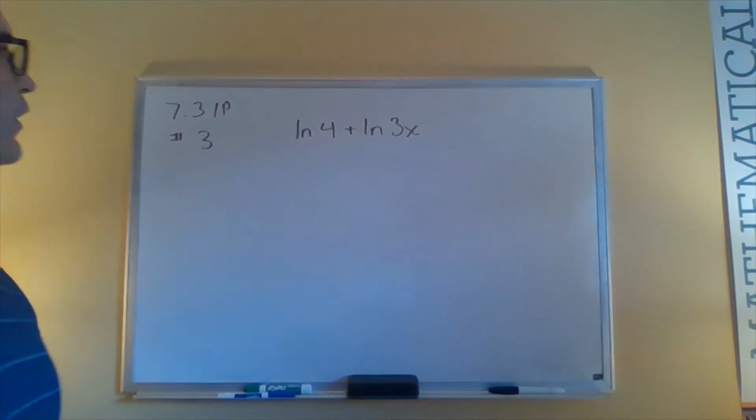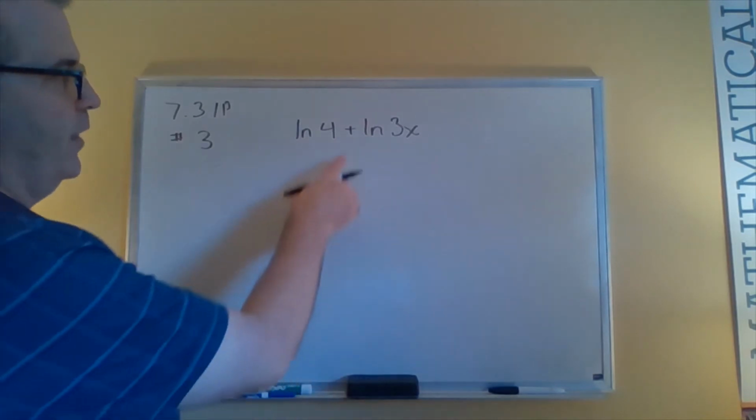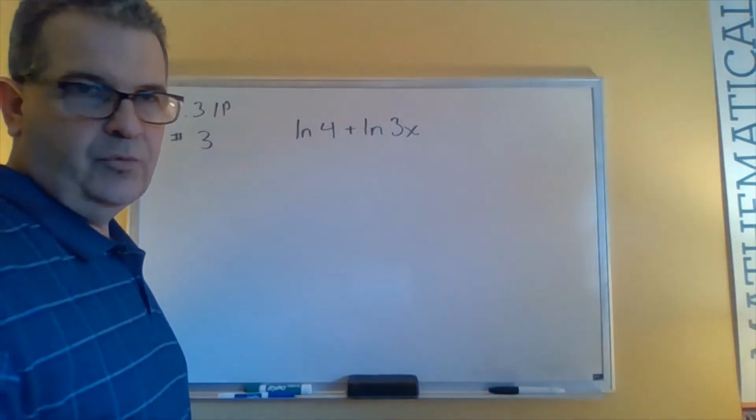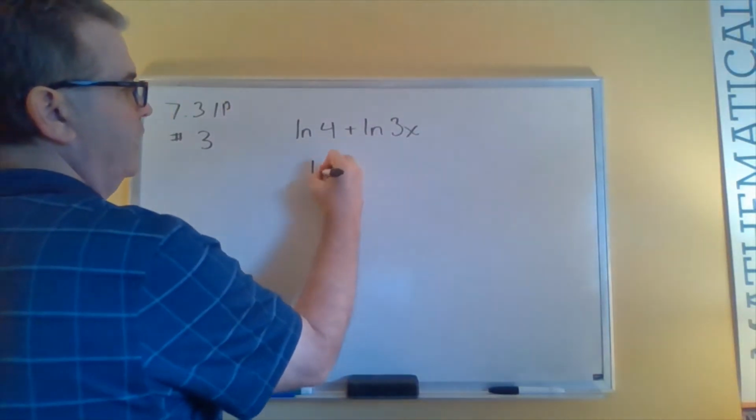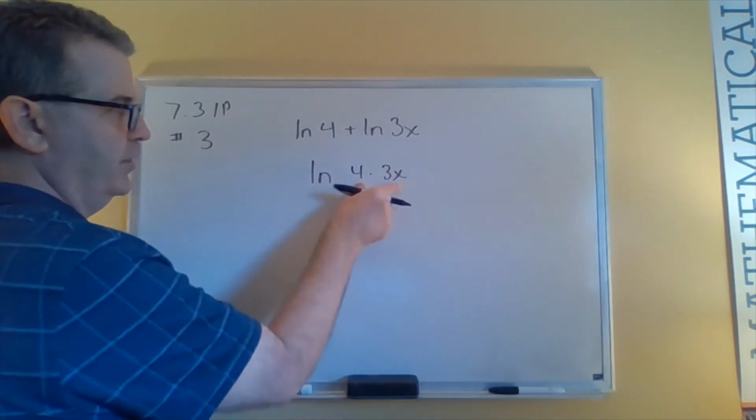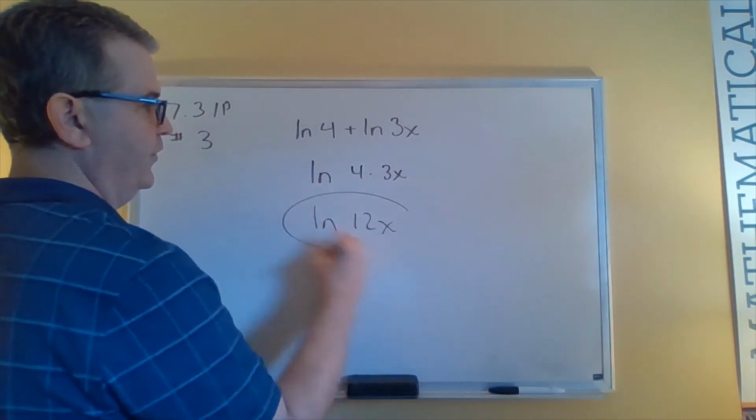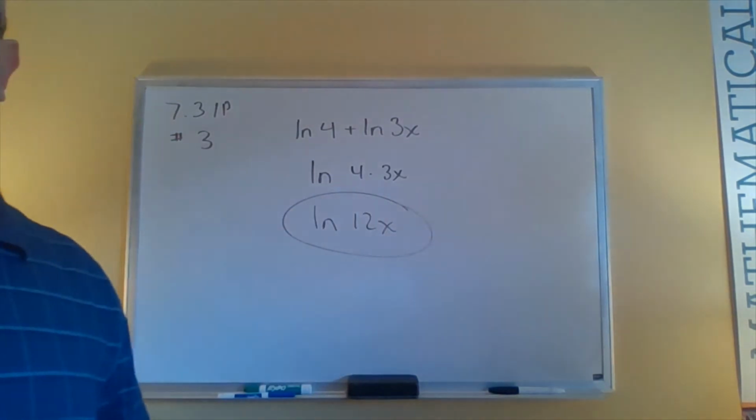In number 3, we are asked to condense this expression here into a single logarithm. We have that plus sign here, so we're going to use the product property. So we'll have the natural log of 4 times 3x. We can simplify what's going on here. We'll have the natural log of 12x. That is our answer for number 3.